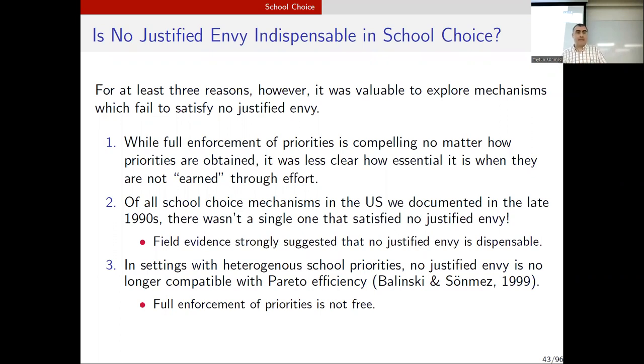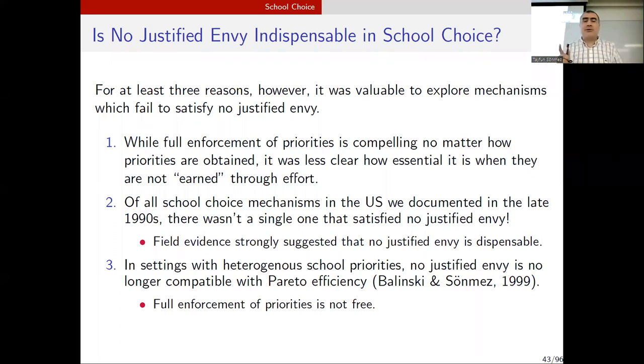The second, of all school choice mechanisms in the US I documented in Abdulkadiroğlu and Sönmez, none of them satisfied no justified envy. Obviously, it cannot be that important if none of the systems satisfied it. And there was another reason, a theoretical reason.